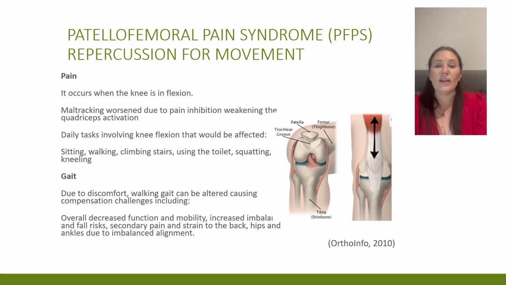So our gait, or our way of walking, can be altered due to the discomfort, causing compensation challenges, including overall decreased function in the area because it hurts, because we're walking differently, the mobility isn't there, so increased imbalance. There are a lot more fall risks when our gait is different, our balancing of our body is different, how we walk is different. Secondary pain and strains in your back, hips and ankles occur due to the imbalanced alignment, because we're not walking the same way we normally would due to the pain, due to the inflammation and so forth.